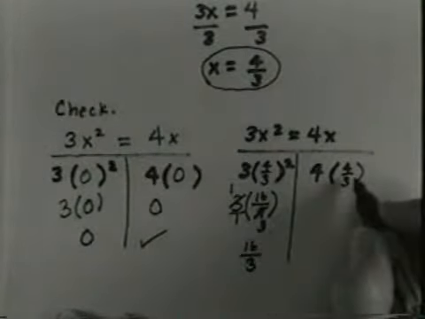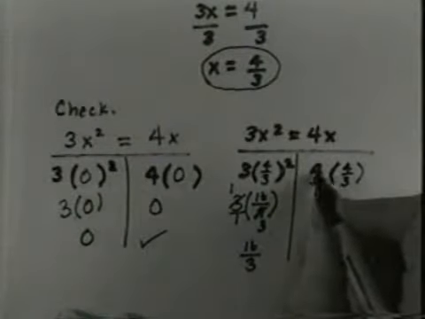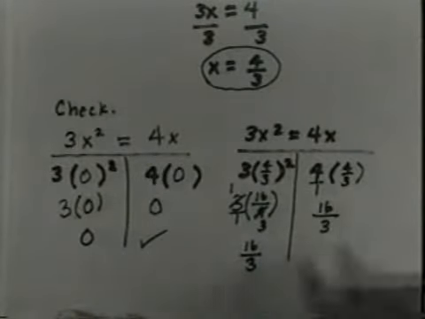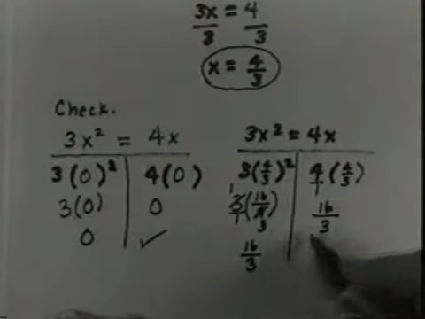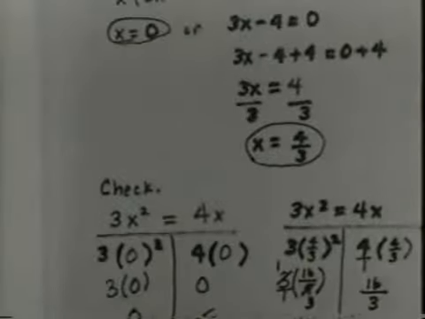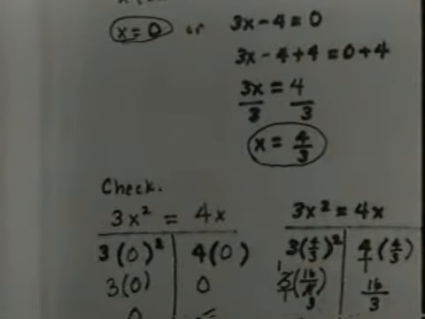On the right-hand side, we have 4 times 4/3. That's 4 over 1. 4 times 4 is 16. 1 times 3 is 3. We get 16/3 on each side, and so that one checks as well. So the two answers we get are x equals 0 or x equals 4/3.